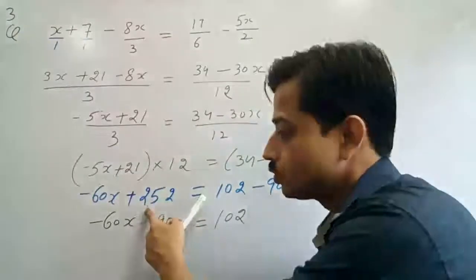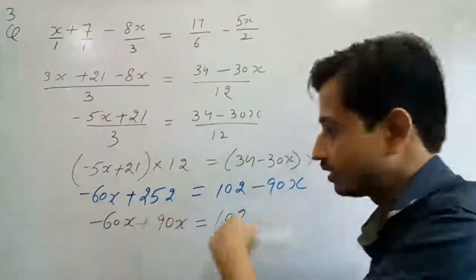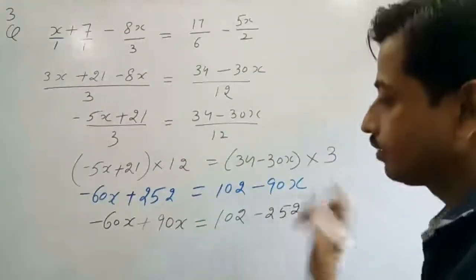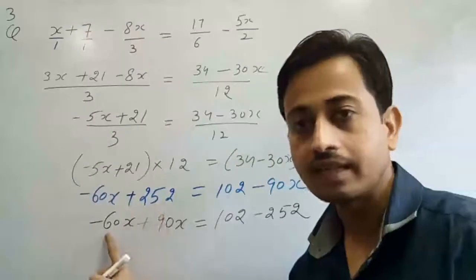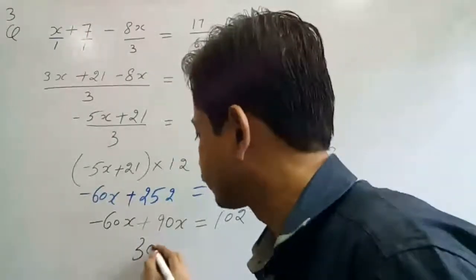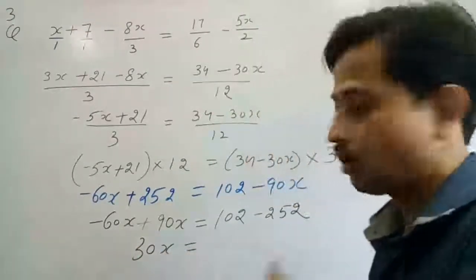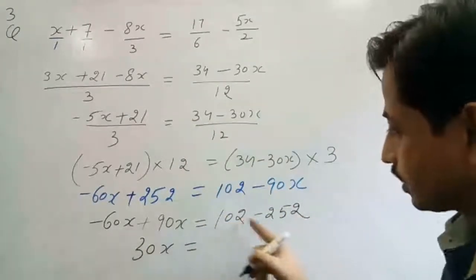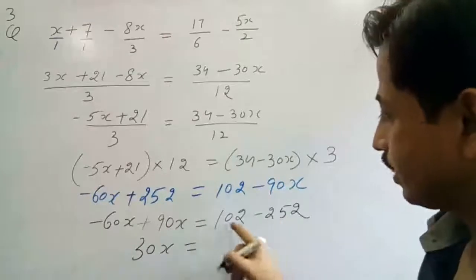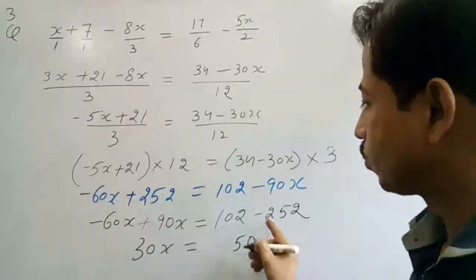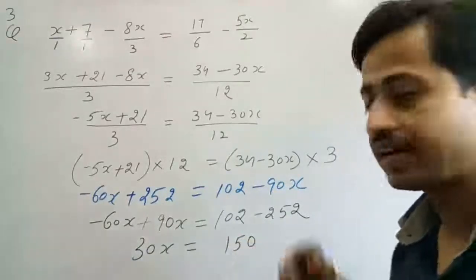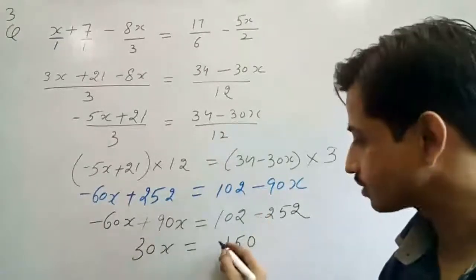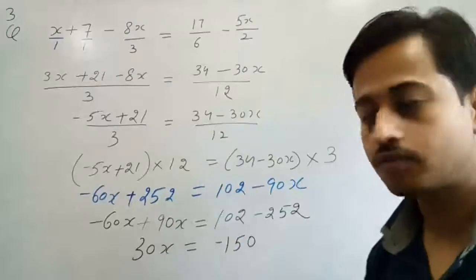The same step, you have to take this term on the right hand side. It becomes negative 252. Solve it. 90x minus 30x, we get 30x. Now subtract 252 minus 102. 2 minus 2, 0. 5 minus 5, 0. 5. 2 minus 1, 1. So we get 150. But the bigger term is minus, so we get minus 150.